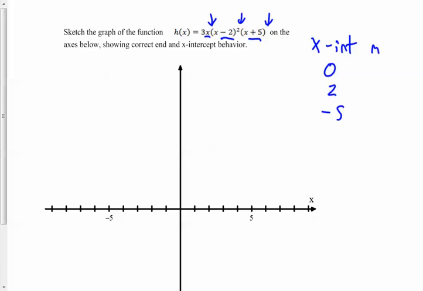The multiplicity at 0 should be 1, the multiplicity of the root at 2 should be 2, and the multiplicity at negative 5 should be 1. That's telling us that the graph should cross at the odd multiplicities, and it should touch and bounce back at the even multiplicity. The other part I want to look at is the end behavior.